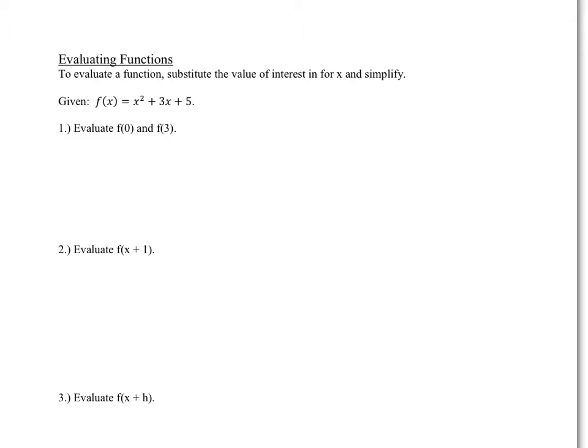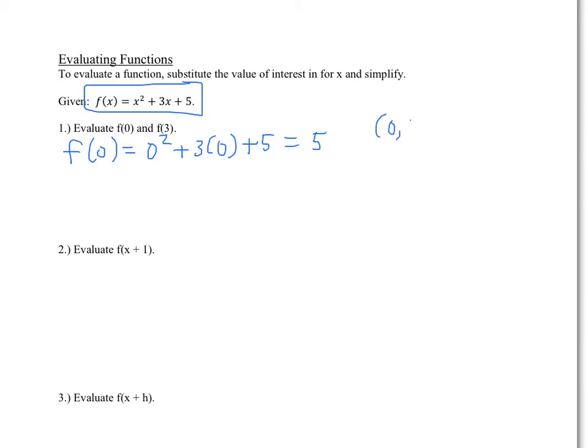Okay, we're first going to review how to evaluate functions. So this is pretty simple. If this is our function f of x, we're trying to find f of 0. All you're going to do is plug 0 in where you see an x. So 0 squared plus 3 times 0 plus 5, which will give us 5. What this means is that (0, 5) is on the function f.